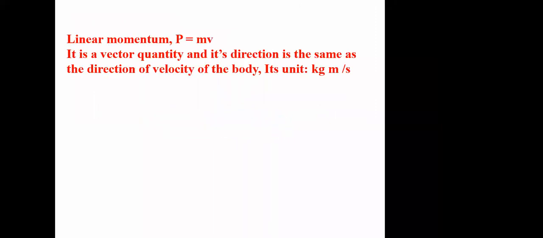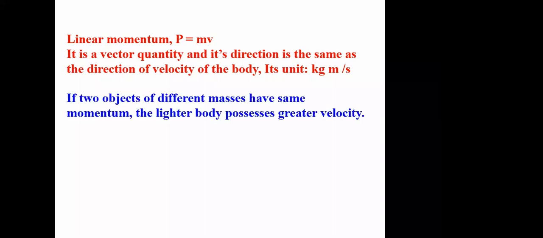See, momentum. Momentum is the product of mass into velocity. Otherwise, we say that momentum is the quantity of motion. How effectively the body moves is called the momentum. If two objects of different masses have the same momentum, the lighter body possesses greater velocity.